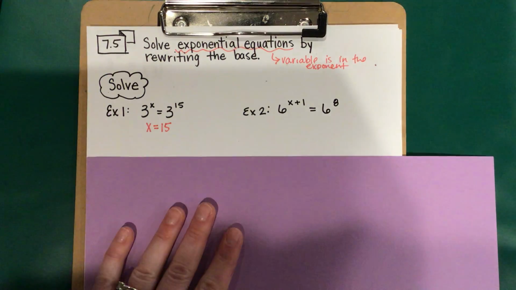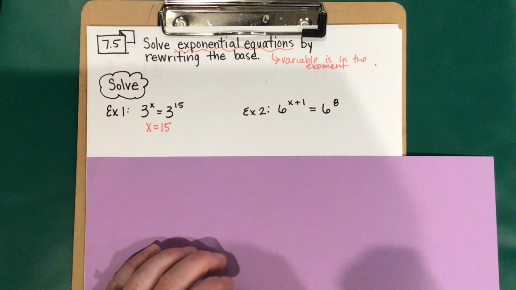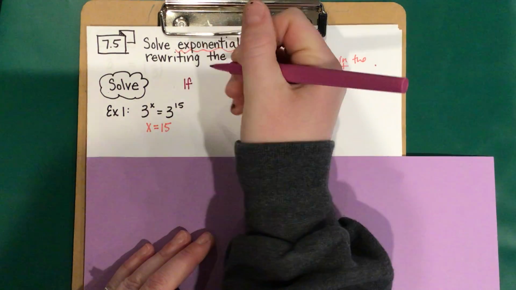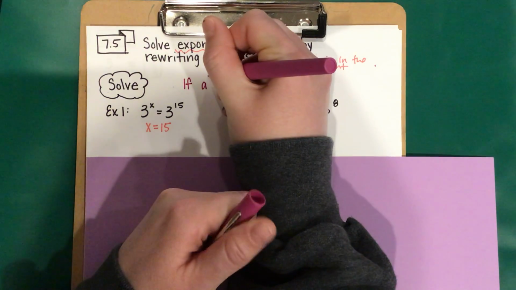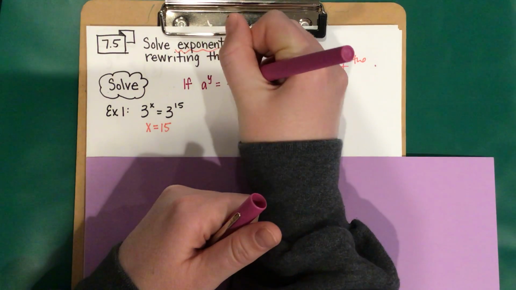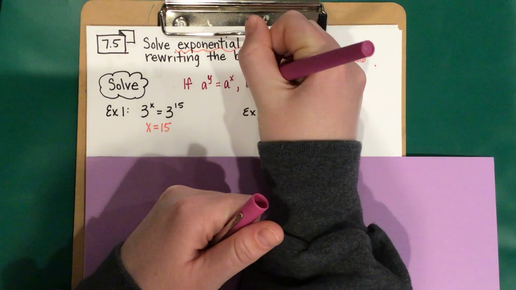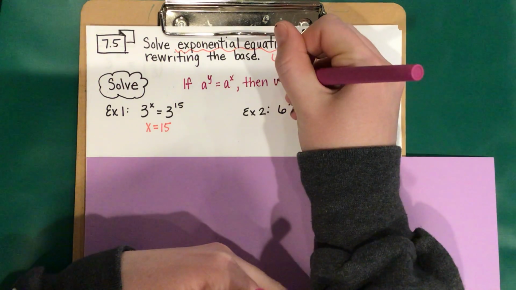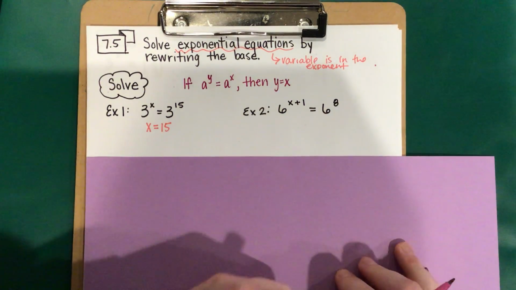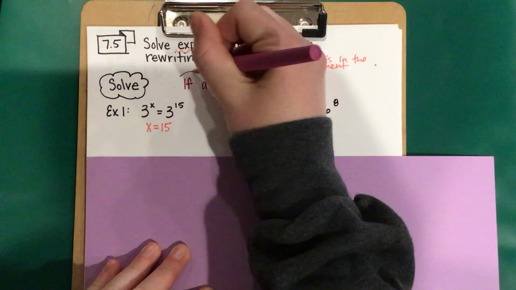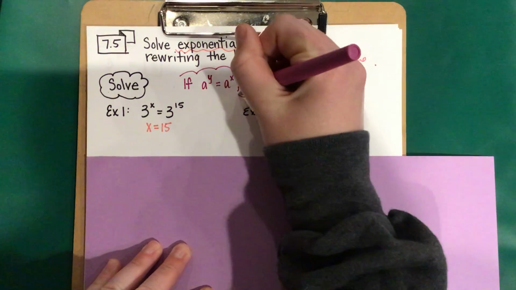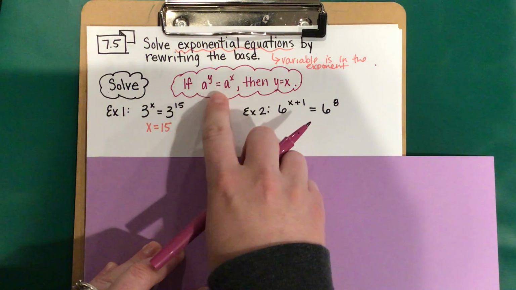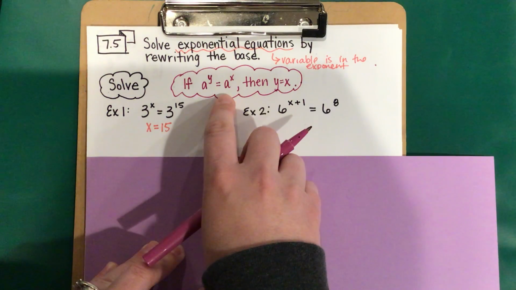So we rely on a certain property that says if a to the y equals a to the x, then if the bases are the same, we must be able to conclude that our exponents are equal. And so this is the big thing that we're going to rely on as we go through these. The situation is, though, they're not always going to be set up in that form, and we're going to end up having to do some manipulations so that it does look like this.